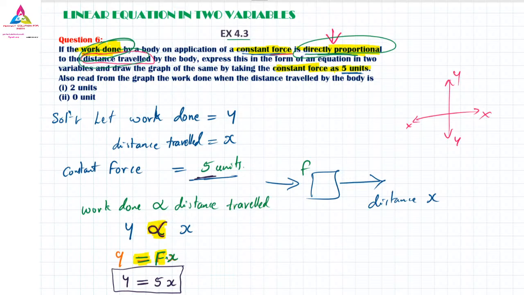To remove that proportional, we have to put the equals to sign. To put that equals to sign, we have to take a constant value. That constant value is f. We have taken it because they have already given the constant as f. So y is equal to 5 into x. That is the equation. Now for this equation, we have to find the values.